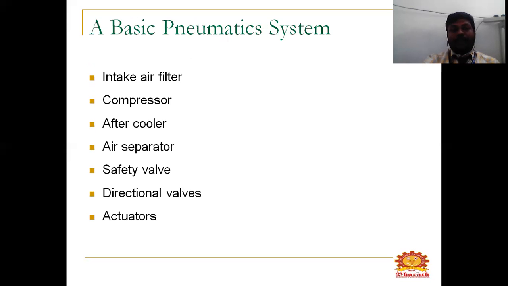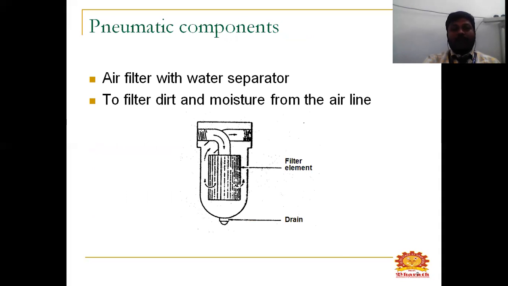Next is a basic pneumatic system. In a basic pneumatic system, you will see intake air filters, compressors, after coolers, air separators, safety valves, directional control valves and actuators. These are the basic components of a pneumatic system.